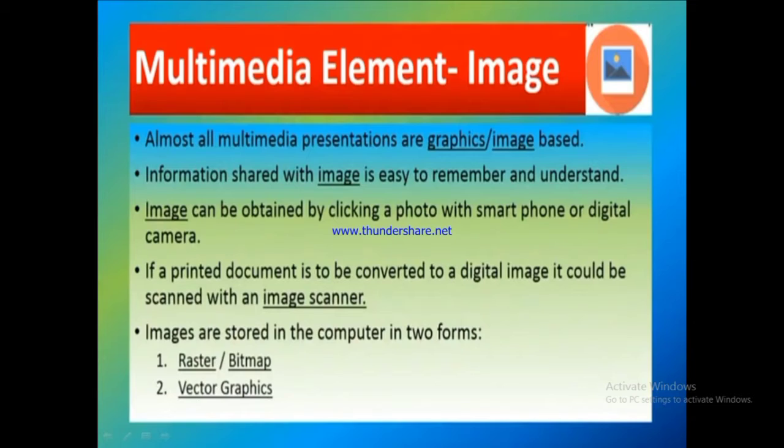An image can be obtained by clicking a photo with a smartphone or digital camera. If a printed document is to be converted to a digital image, it could be scanned with an image scanner. Images are stored in the computer in two forms, but the images used in a multimedia application can be of two types.